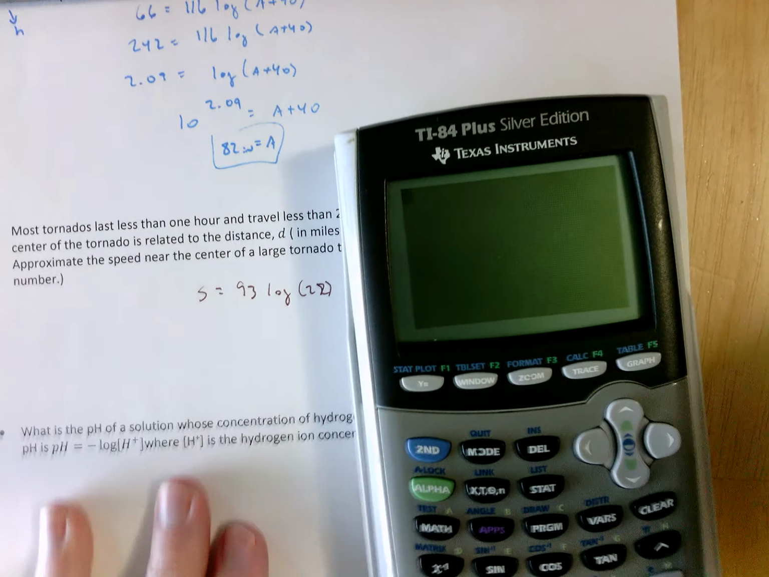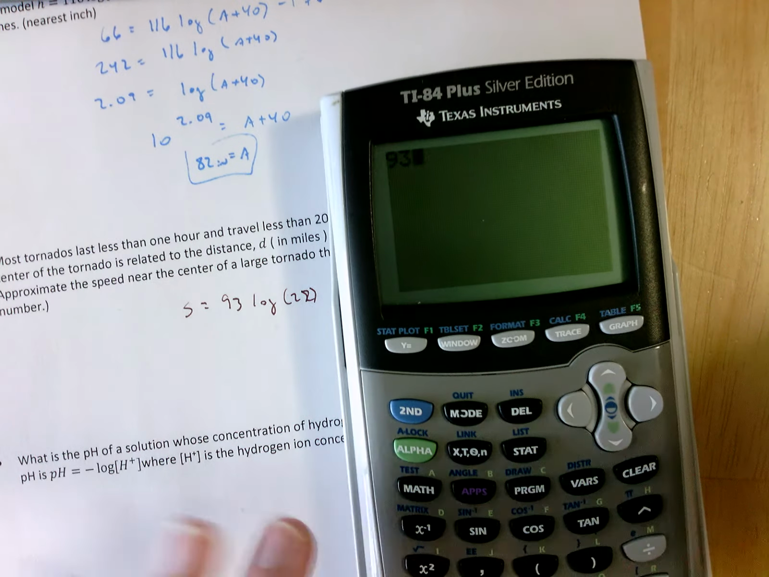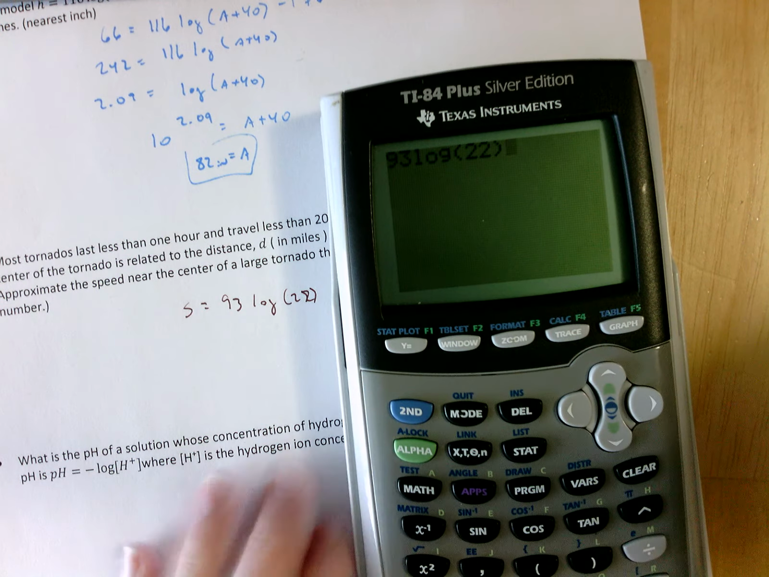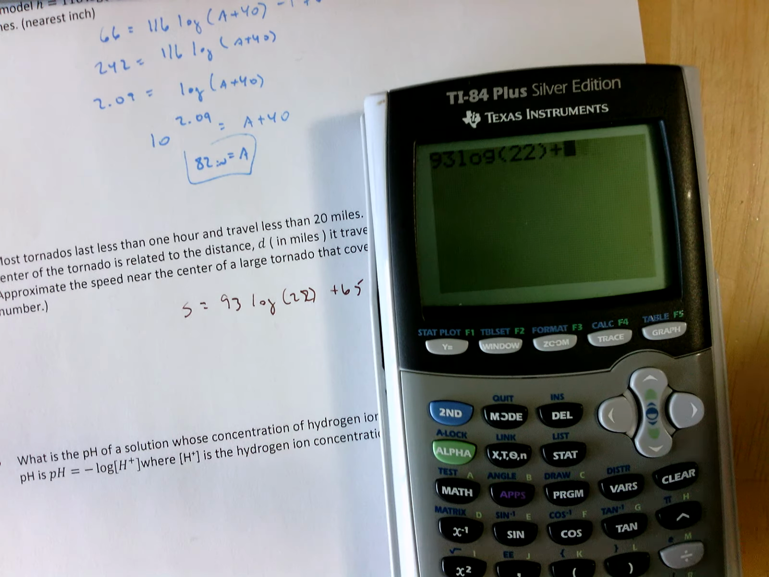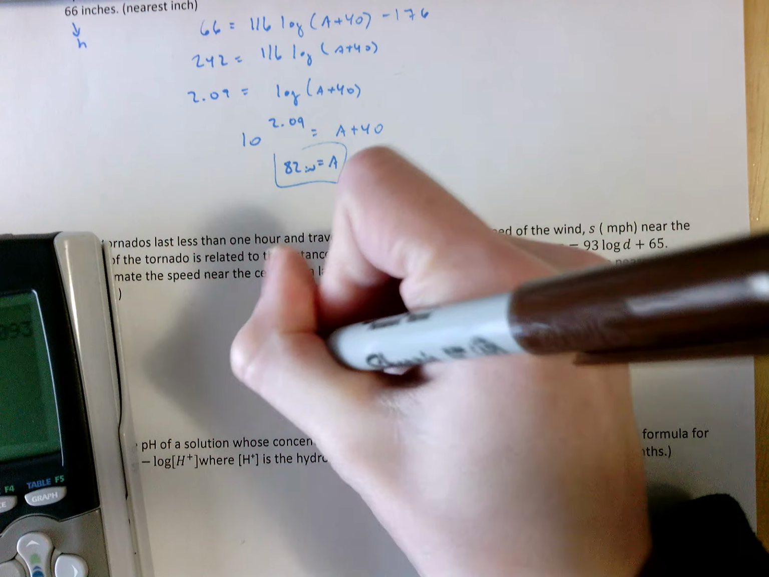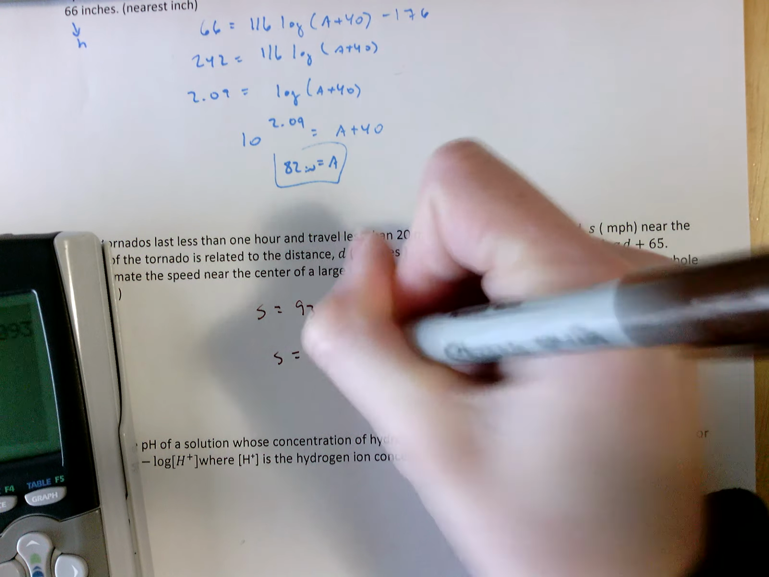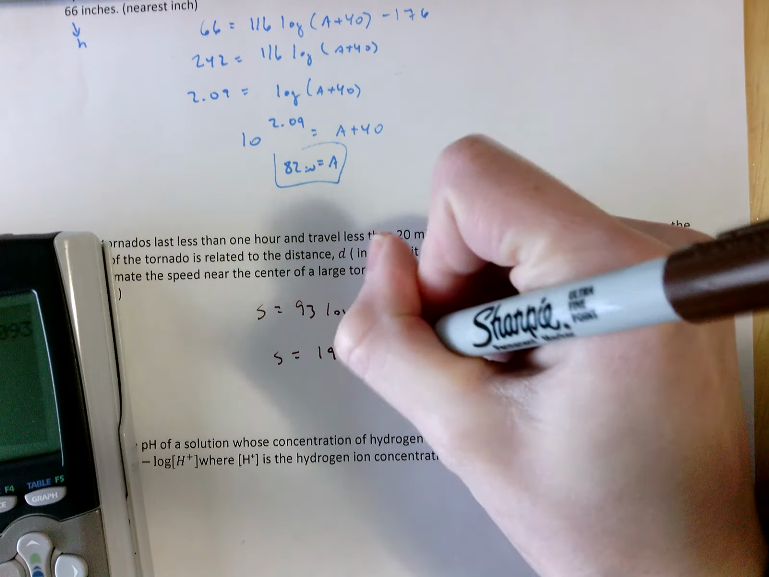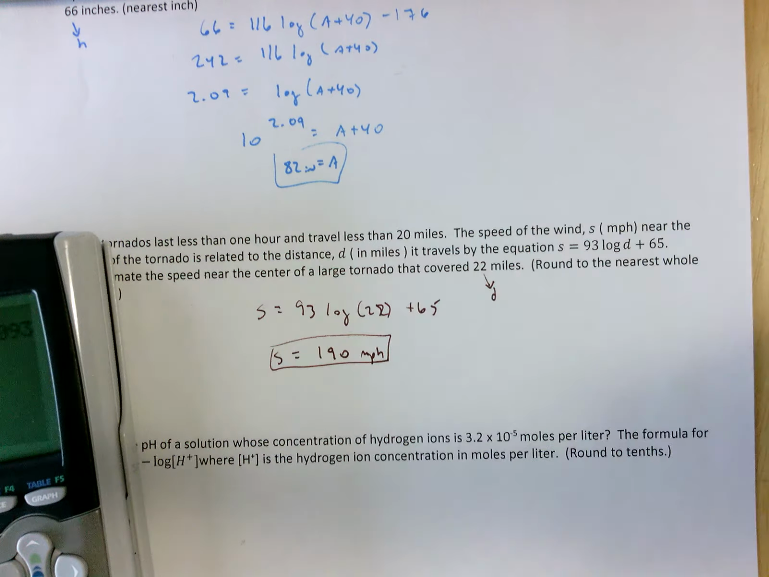So that's pretty nice. So it's 93 times the log of 22. Make sure you close those parentheses, and then plus 65. And let's see, rounded to the nearest whole number, that is 190. So the speed is 190 miles per hour. So that problem was even easier than the last ones.